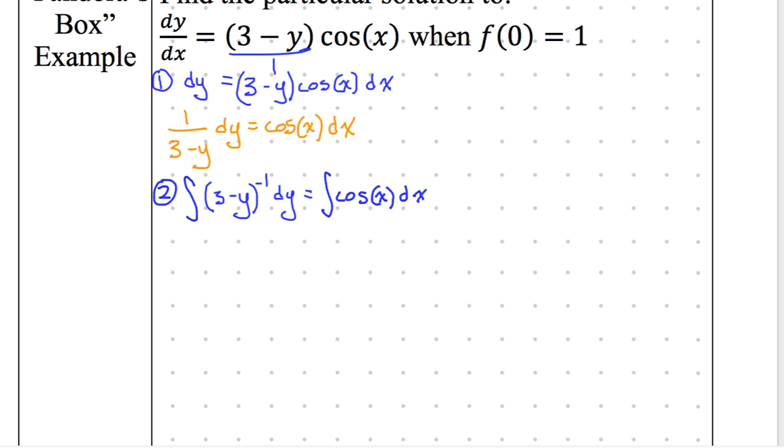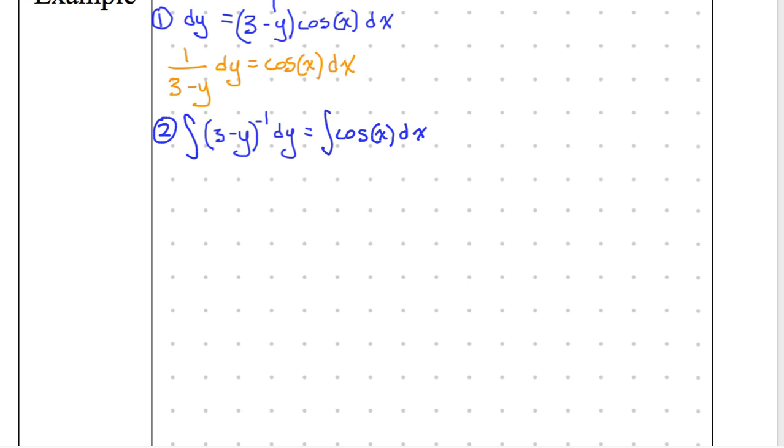When I take the antiderivative, I am going to have what on the left-hand side? Taxman. It is going to be taxman, yep. It's going to be negative 1. So you're paying taxman with negative 1. This is now the integral of negative 1 times 3 minus y to the negative 1 dy. We just paid taxman. We skipped all those steps.